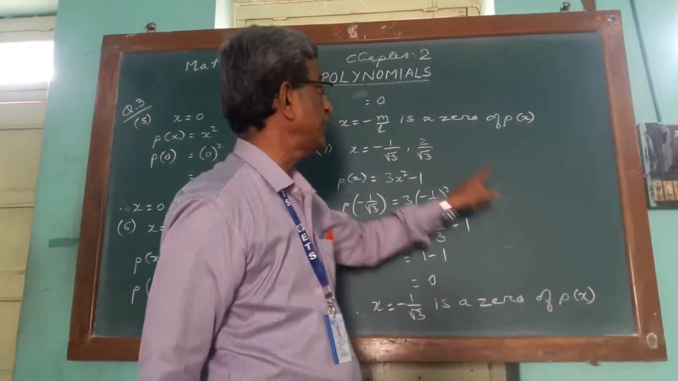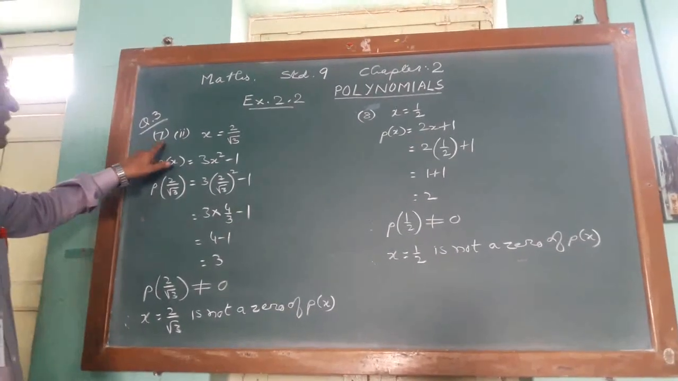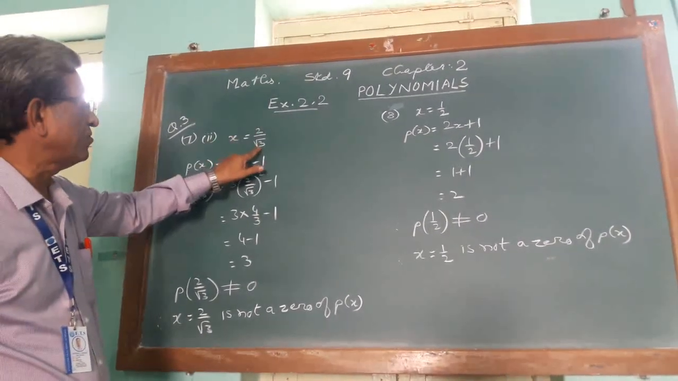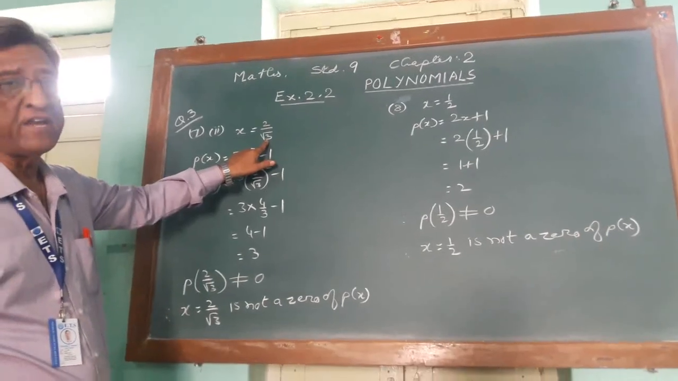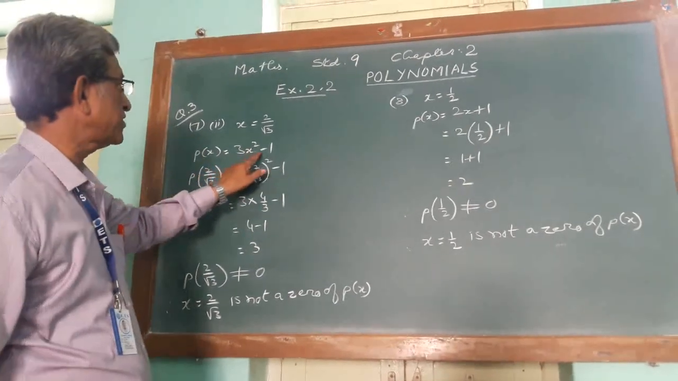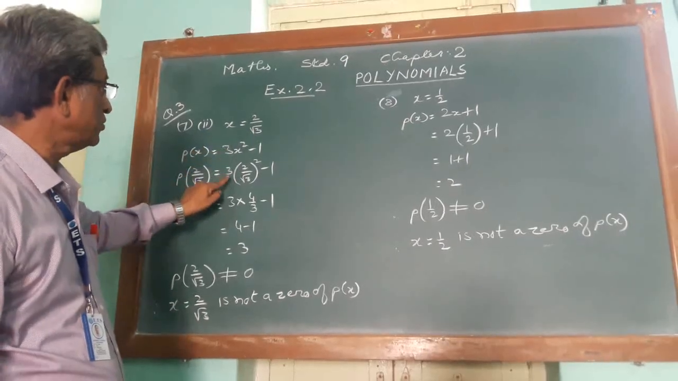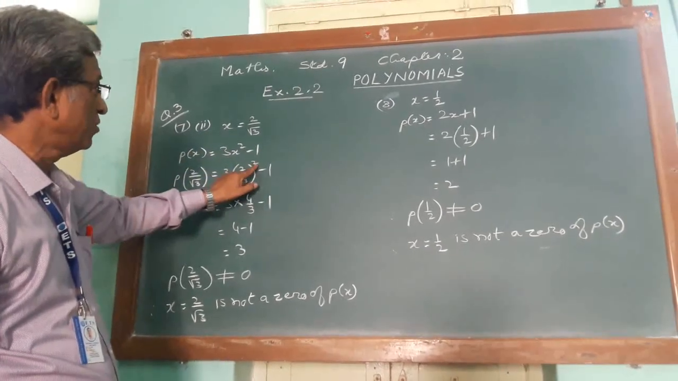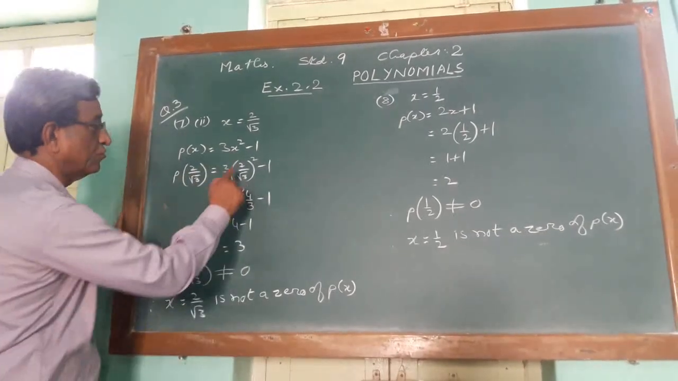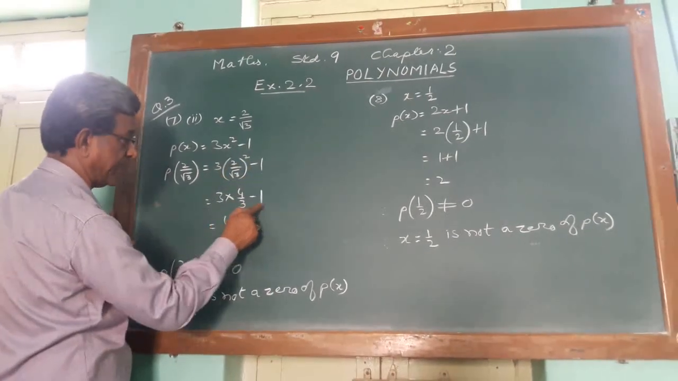Now we will check with 2 upon root 3. Now second sum of question 7. x is equal to 2 upon root 3. Now substitute the value of x in the given polynomial. Here p(x) equal to 3x square minus 1. So in place of x, write 2 upon root 3. So 3 into 2 upon root 3 whole square minus 1. 3 as it is, square of 2 is 4, square of root 3 is 3, minus 1.